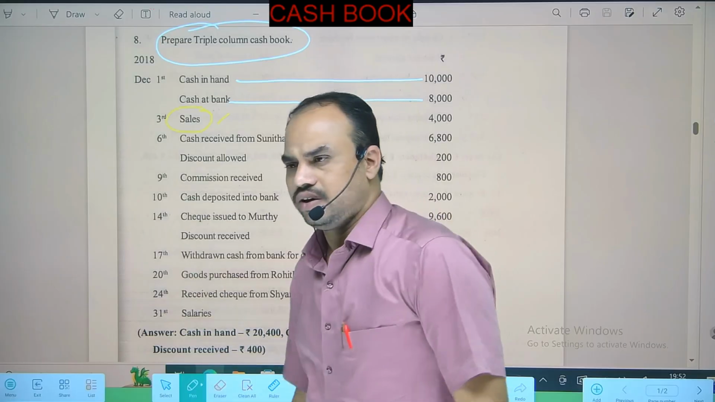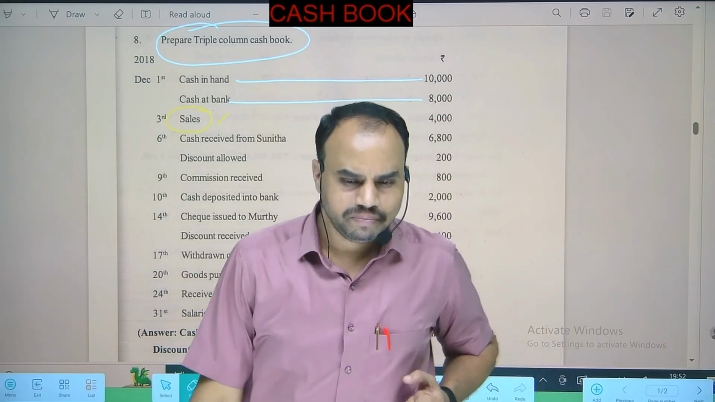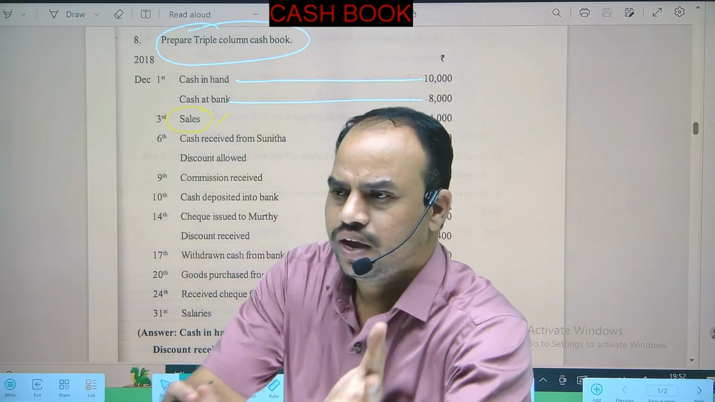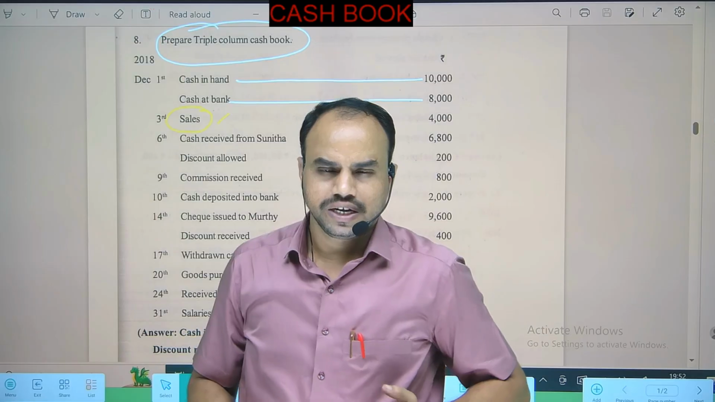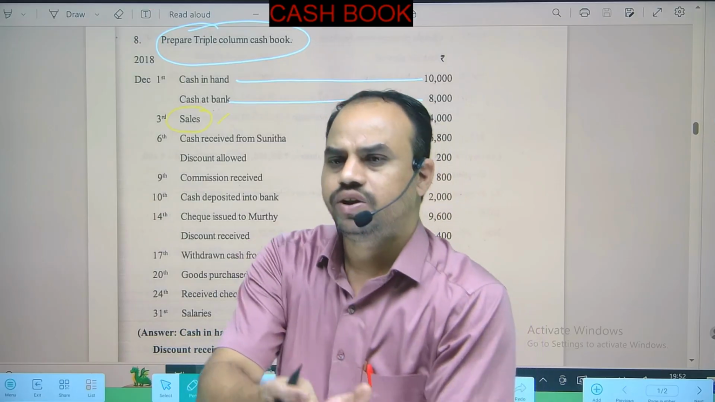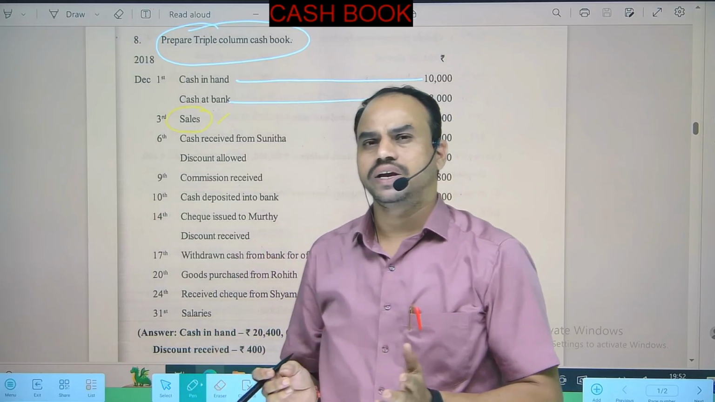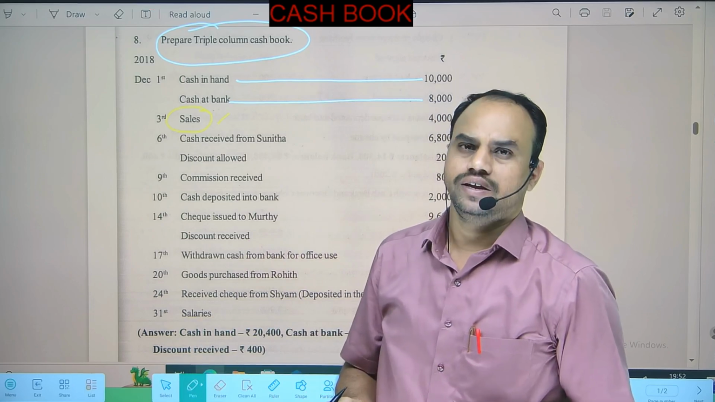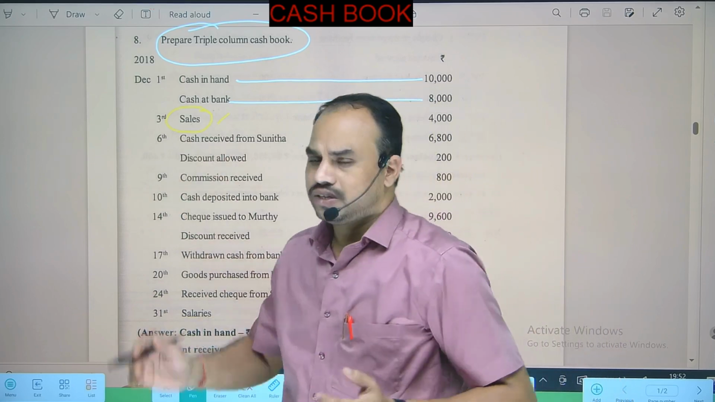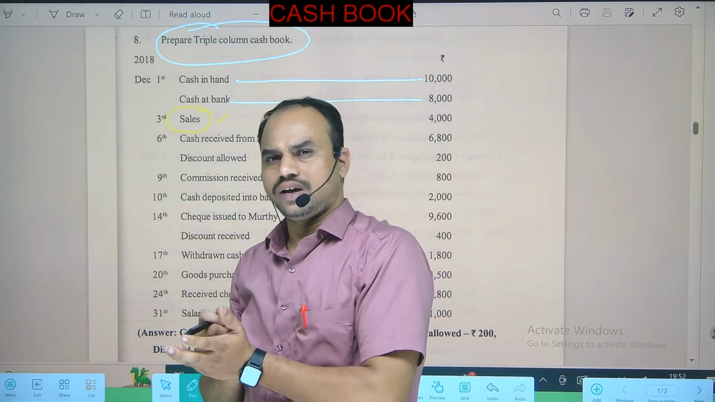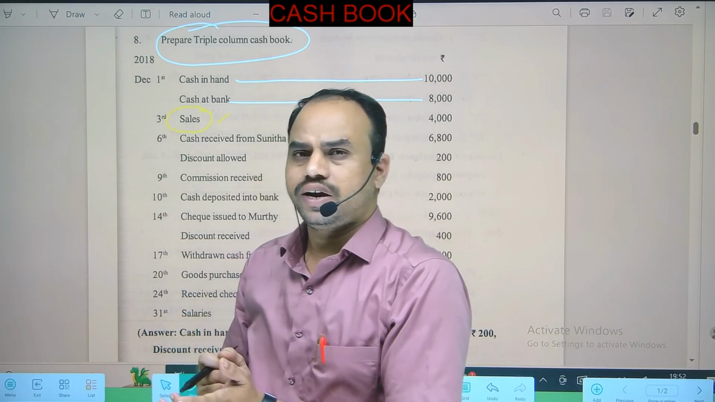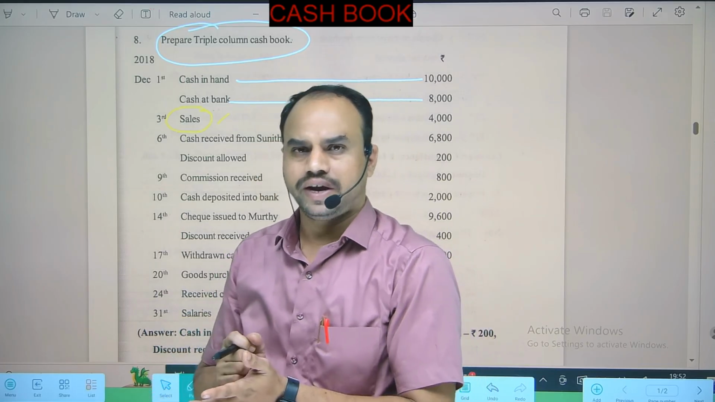Here sales is given. What is the meaning of sales? In business, we sold goods and in return we received cash. So is cash coming in or going out? Coming in. See, sales means in business we sold goods and in return we received cash. So cash is coming in. Debit side we have to write, or credit side? Debit side we have to write.